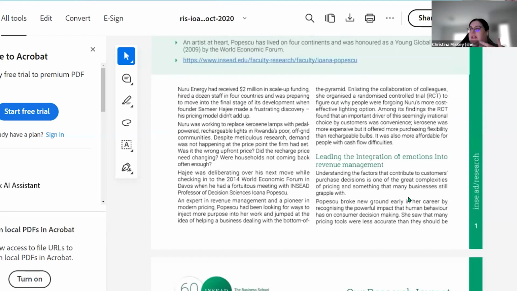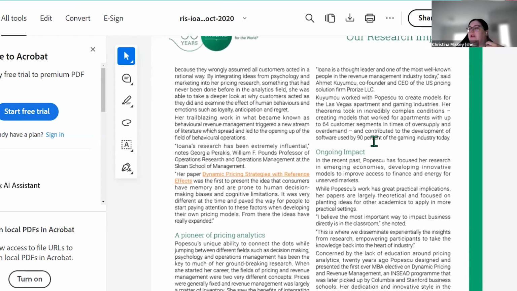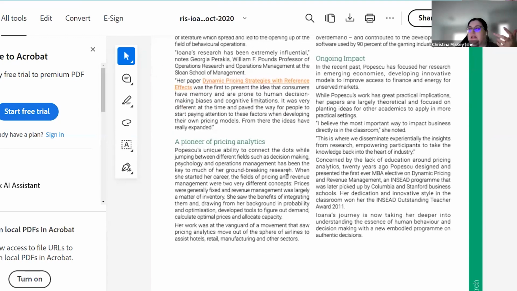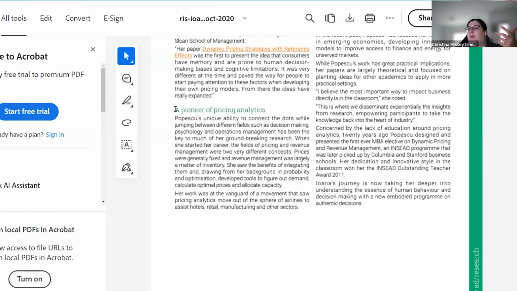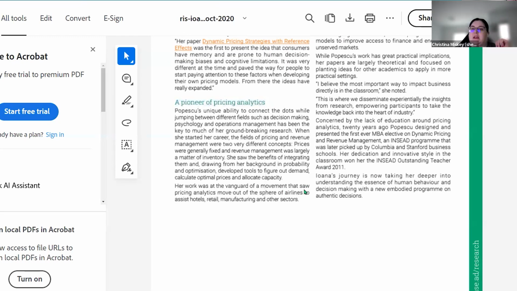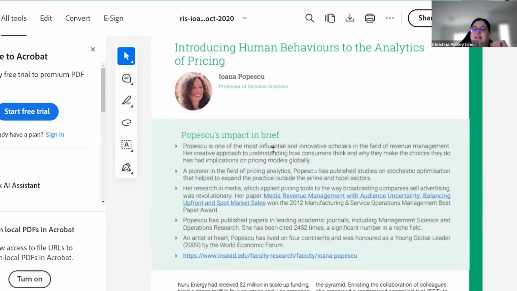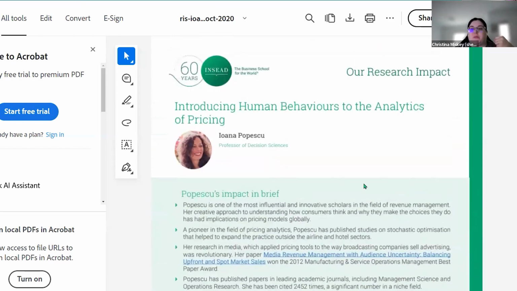And there's other things in here, like, for example, funding that she has received and examples of links out to papers and why that research was specifically important. Like, for example, this paper was the first to present a particular idea in that field, which is significant, but it doesn't have a numerical value, but it is still significant. Examples of why she's a pioneer of pricing analytics and things like that. So this is a way to show impact that's not necessarily limited to numbers, which I think is really important.